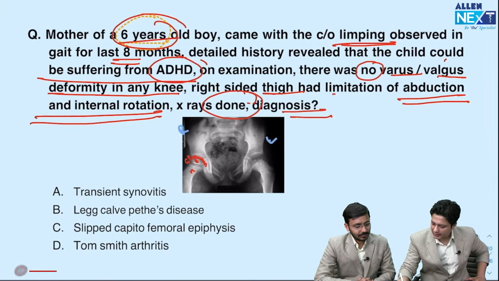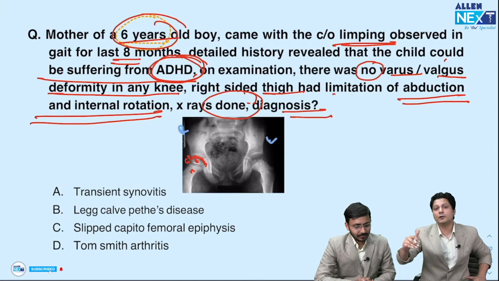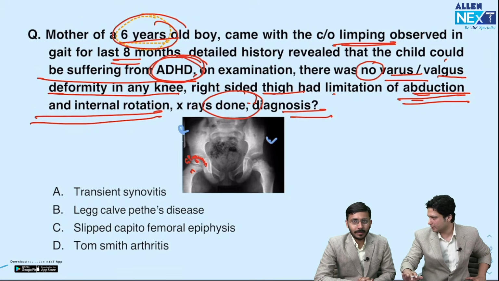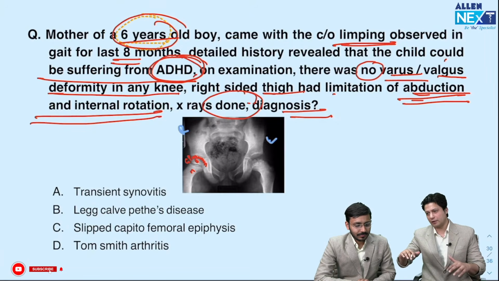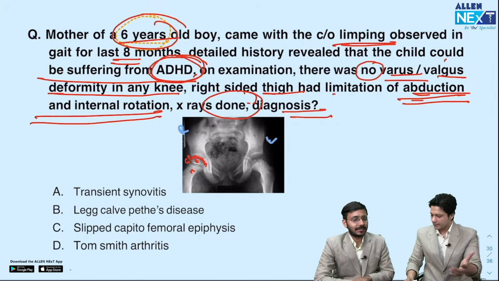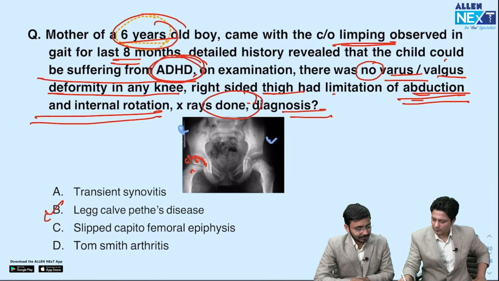Detailed history revealed that the child could be suffering from ADHD, a thin-built overactive child. On examination, there was no varus or valgus abnormality, but on the right side internal rotation and abduction were limited. Even if you don't see the X-rays, they are just provided to confirm it further. Right, sir, you go with the answer of Legg-Calvé-Perthes disease.